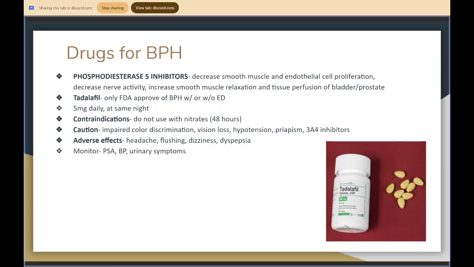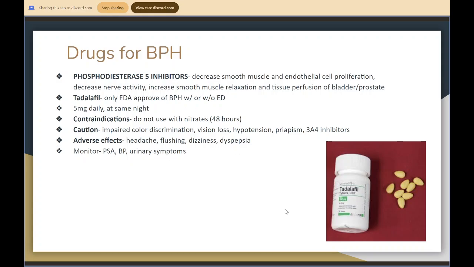And the contraindications are going to be do not use with nitrates. You want to have a 48-hour gap between the two. There can be impaired color discrimination, vision loss, hypotension, priapism, as well as 3A4 inhibitors. Adverse effects we have to watch out for, or the patient may complain about headache, flushing, dizziness, and dyspepsia. We'll monitor the PSA, the blood pressure, and urinary symptoms.